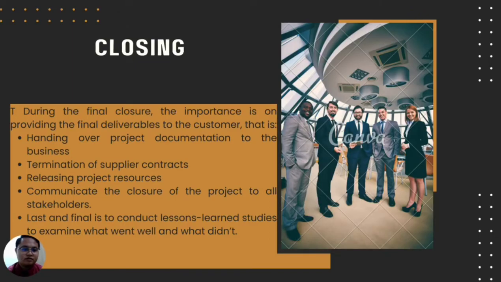And lastly is closing. During the final closure, the emphasis is on providing the final deliverable to the customer, that is handing over project documentation to the business, termination of supplier contracts, releasing project resources, and communicating the closure of the project to all stakeholders. Last and final is to conduct lessons learned studies to examine what went well and what didn't.